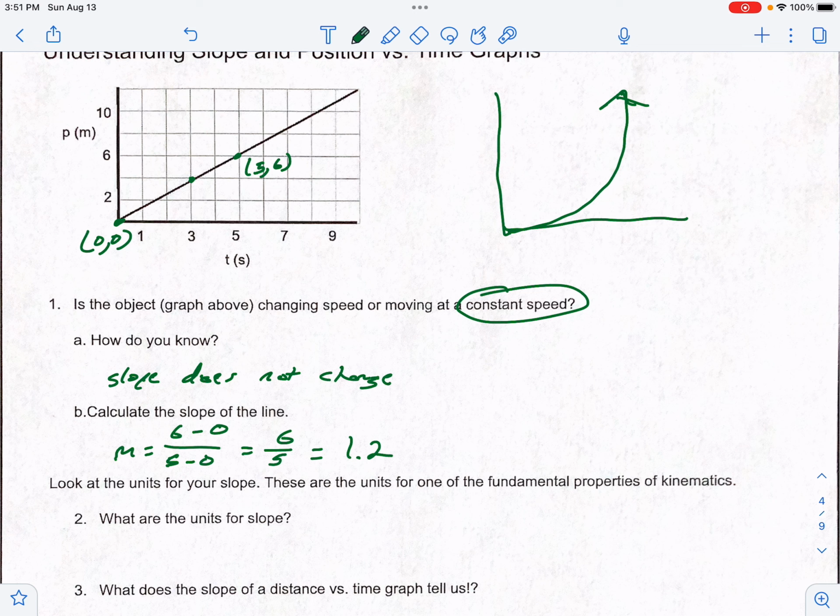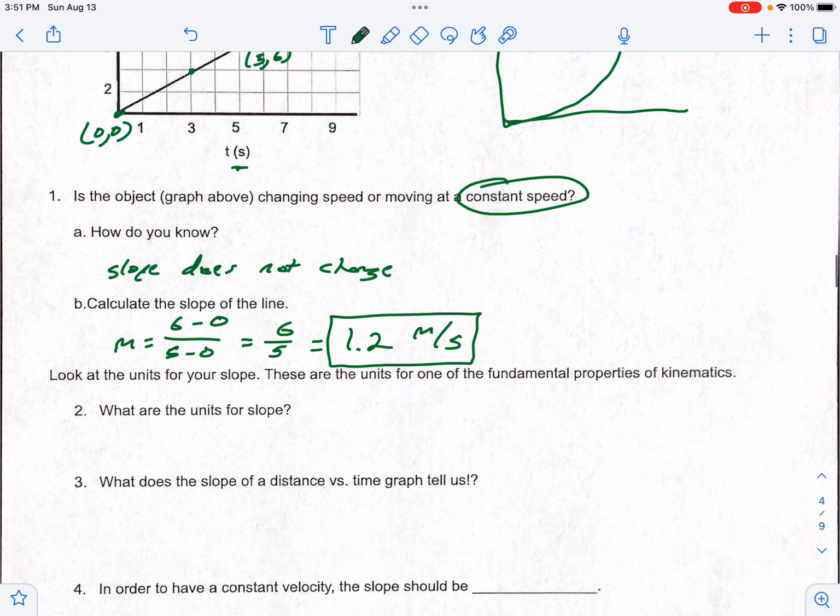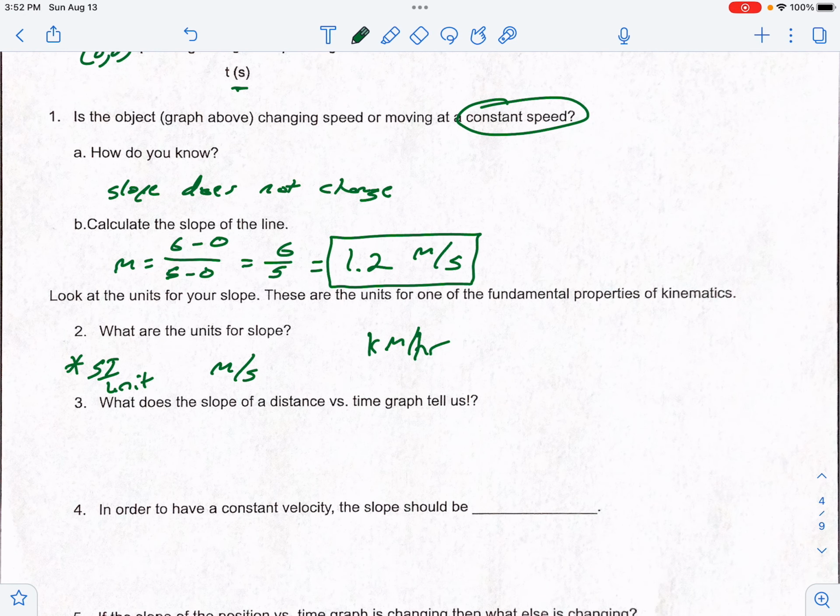1.2. Now you've got to look at your units. You have meters and seconds on your graph, so your units are meters per second, and there's your answer. It says, look at the units for your slope. These are the units for one of the fundamental properties of kinematics. In this case, it was meters per second, which is your SI unit for velocity. That doesn't always mean we want you to use meters per second, because sometimes you will see kilometers per hour. Unless we specifically ask you to convert to meters per second, don't worry about it. If we don't ask you to, you can leave it in kilometers per hour. We'll go over conversions in the upcoming lessons.